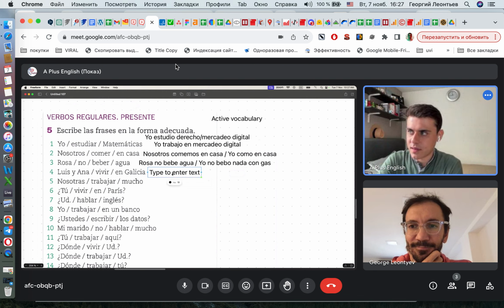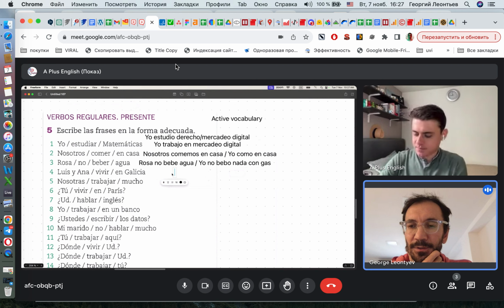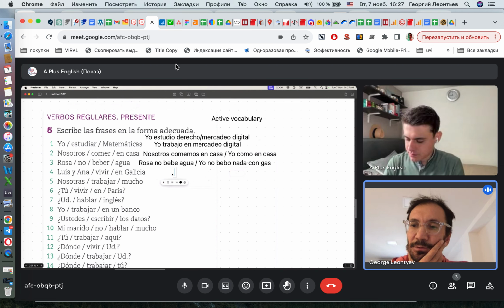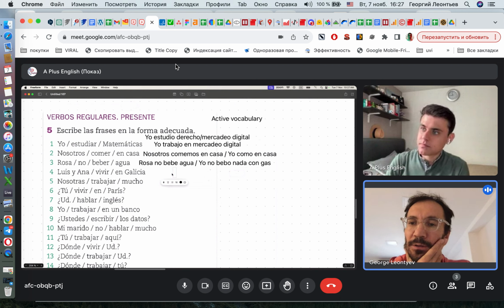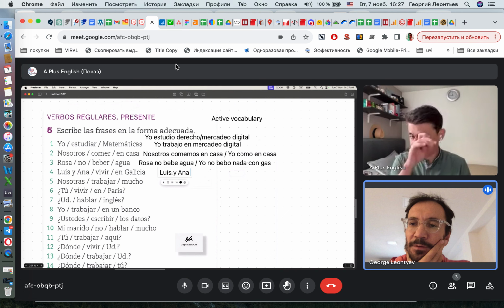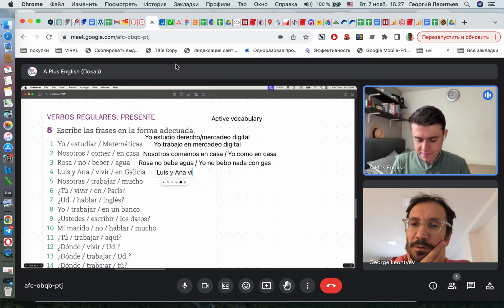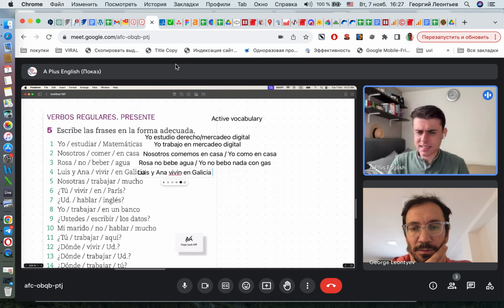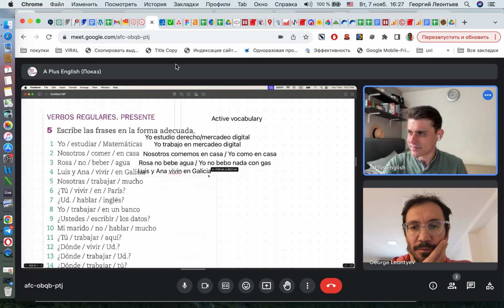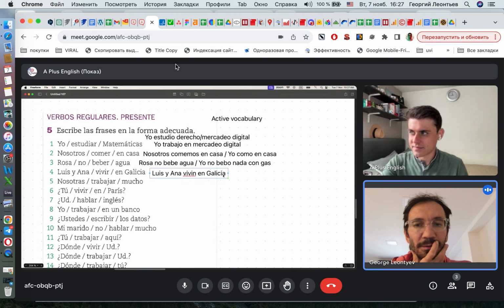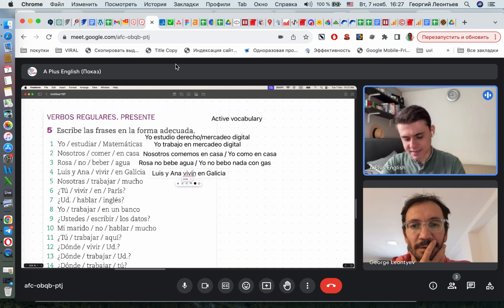Número 4. Es... Viven en Galicia. En Galicia. Galicia, what is Galicia? Maybe viven. I don't remember. Viven en Galicia. Viven. Muy bien.